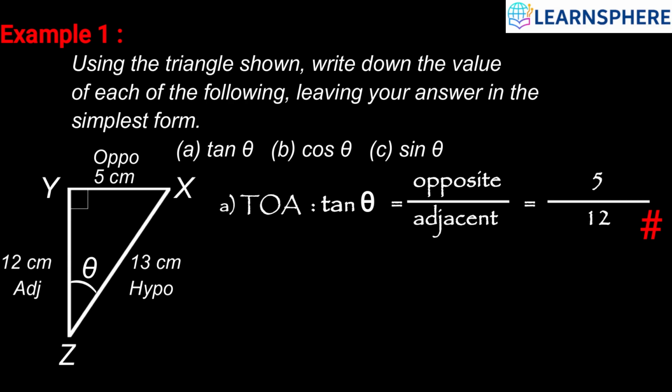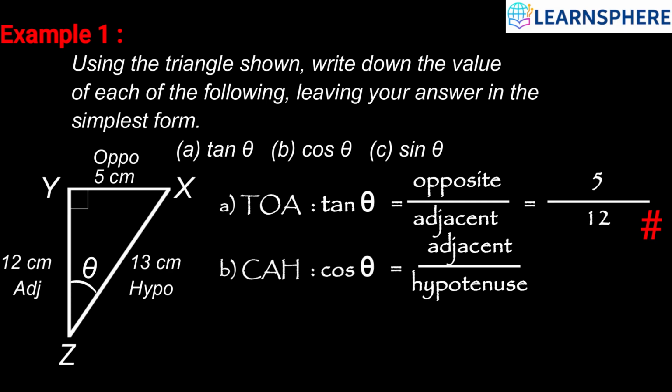For part B, we are asked to find cosine theta, and we can use the acronym of CAH, which is cosine theta equals adjacent over hypotenuse. The adjacent side in this triangle is 12 cm and hypotenuse is 13 cm. Therefore, we can rewrite the fraction as 12 over 13.